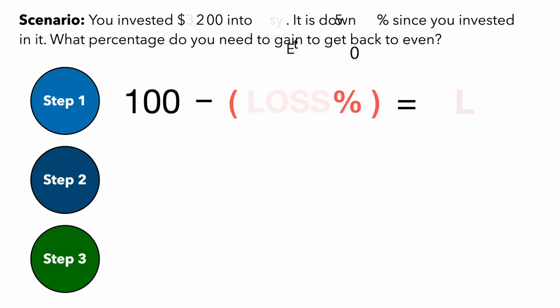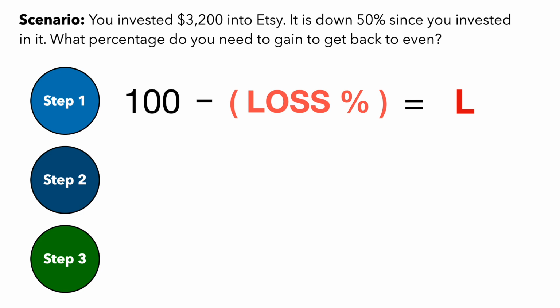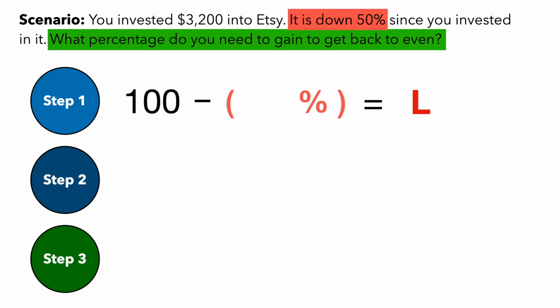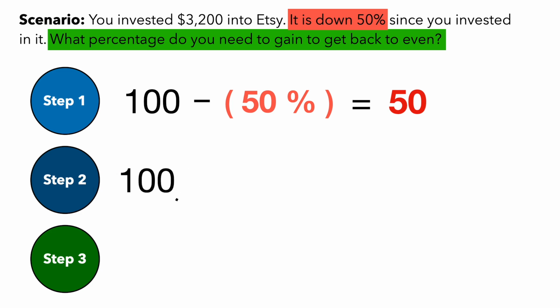Last step, let's do the 50% one. Let's see that in action. So you invested $3,200 into Etsy. It is down 50% since you invested in it. What percentage do you need to get back to even? Again, we know it's going to be 100%, but let's see how we get there. 50% is our loss percentage. 100 minus 50 is, of course, 50. Then we're going to take 100 divided by 50, and that's going to give us 2.